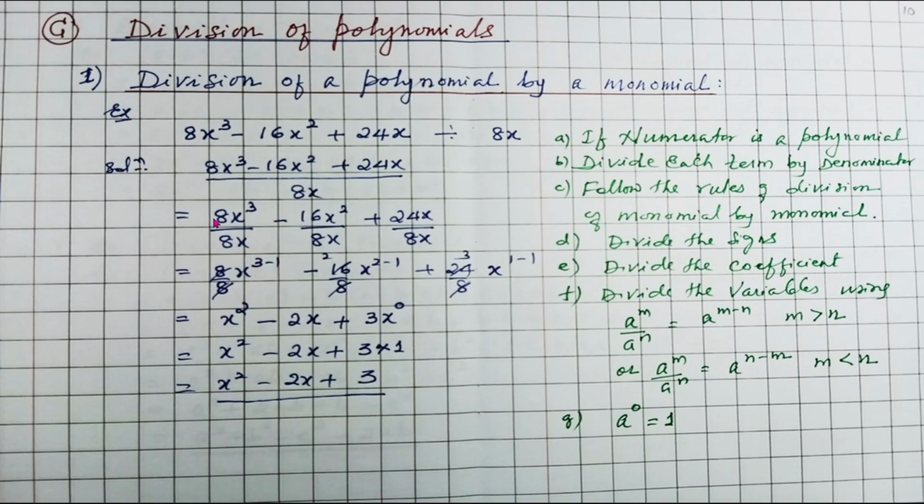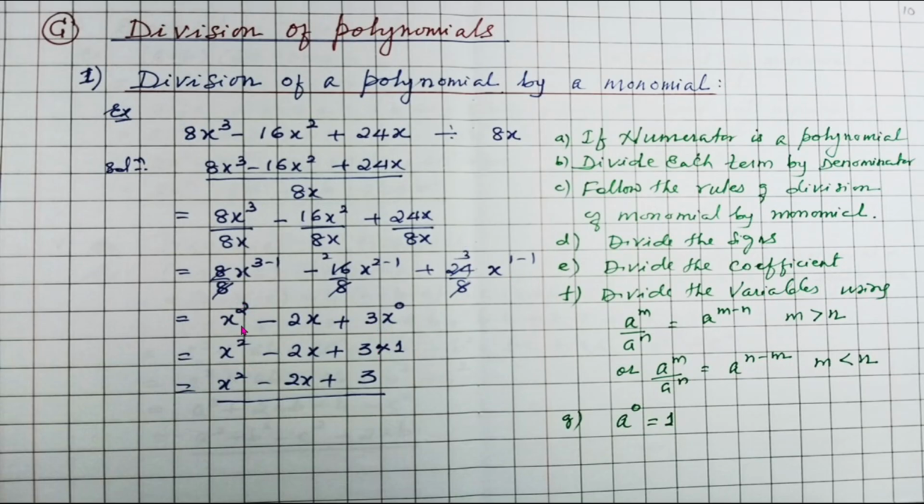Therefore we have plus divided by plus is plus, 8 by 8, x cubed divided by x will be x raised to 3 minus 1. Then again here we have minus, then 16 by 8, x raised to 2 minus 1, and 24 by 8, x raised to 1 minus 1. Now here plus divided by plus is plus, 8 divided by 8 gets cancelled, x raised to 3 minus 1 is x squared. Then we have minus 16 by 8 is 2, x raised to 2 minus 1 is x, and 24 divided by 8, 8 threes are 24, and x raised to 0.